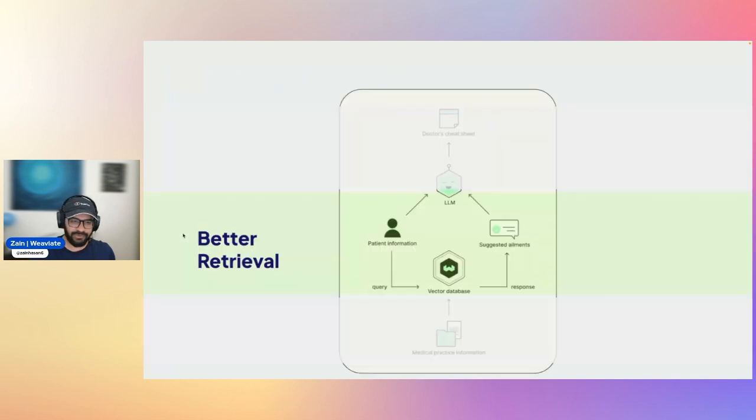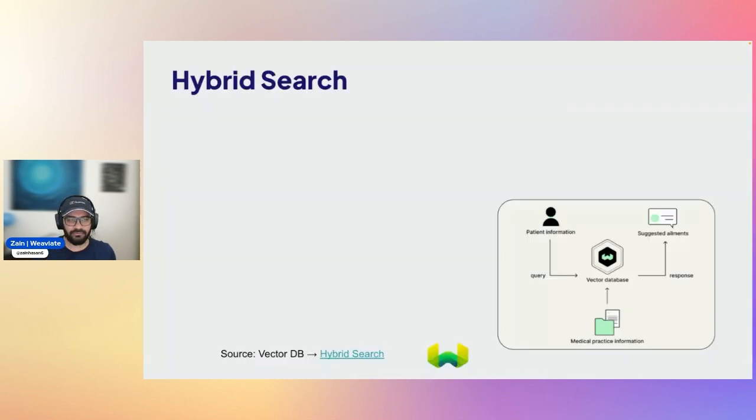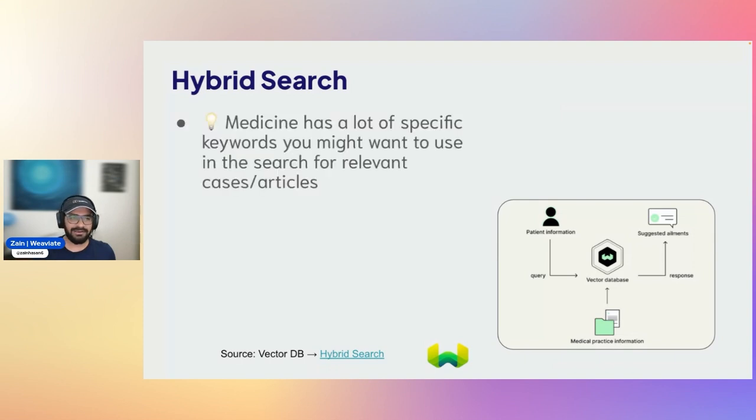Okay, so the next step, two more techniques to do better retrieval, and this has to do particularly with the vector database. The first thing that we're going to talk about is hybrid search. Some other speakers might have talked about this, but the main idea here is that depending on your domain, semantic search, vector search might not be the solution, right? Or it might not be the silver bullet.